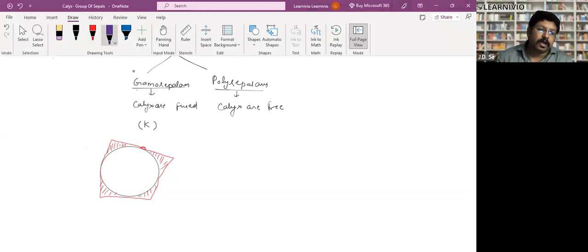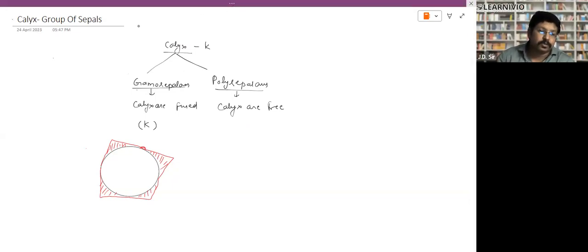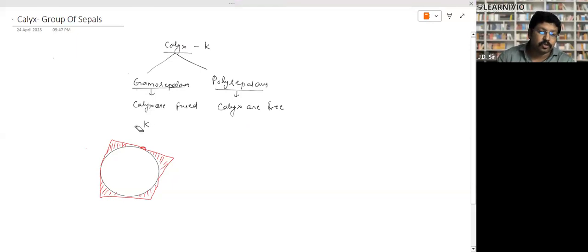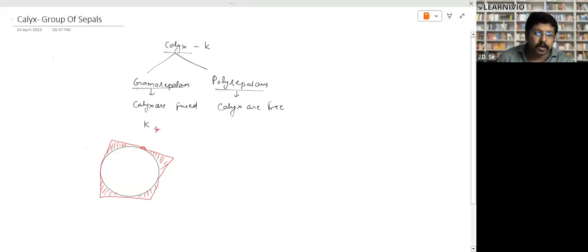But how will we represent the polysepalous condition? Suppose there are four calyx, and all these four calyx are fused, right? Try to understand my view. There are four calyx, and all these calyx are fused. So how will I represent it? I will write K, and there are four calyx, so I will write four, and all four are fused. So I will write calyx 4 in gamosepalous condition, right?